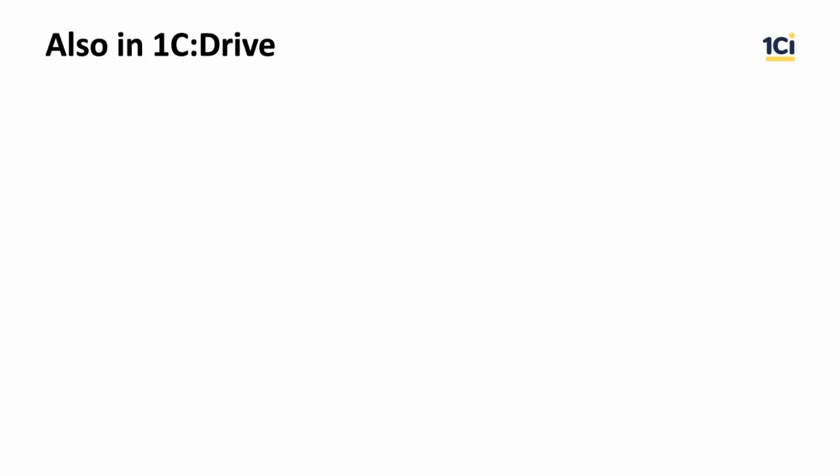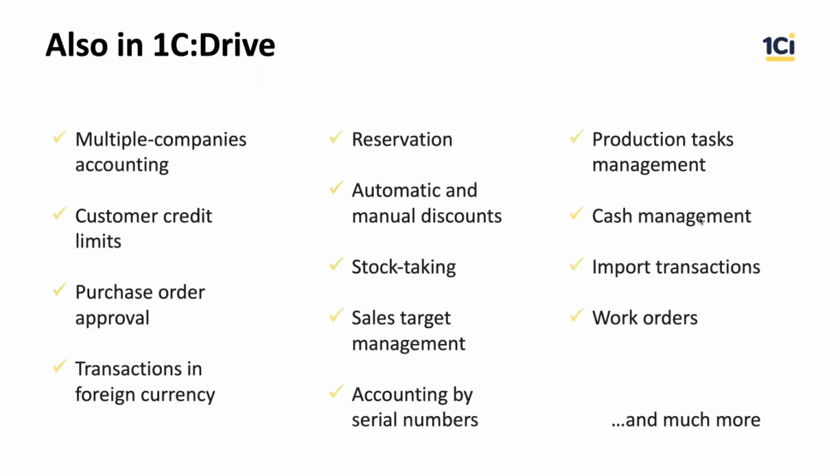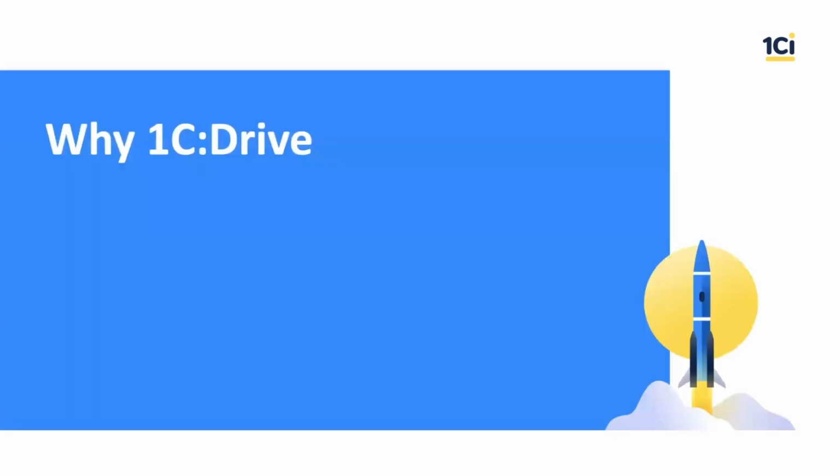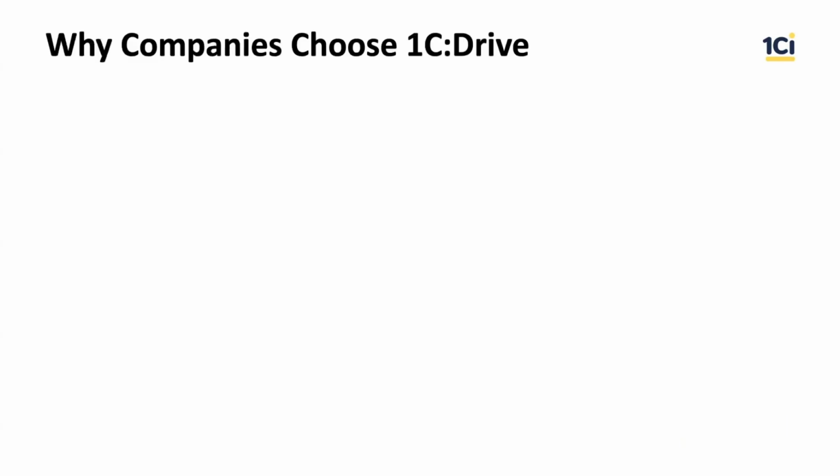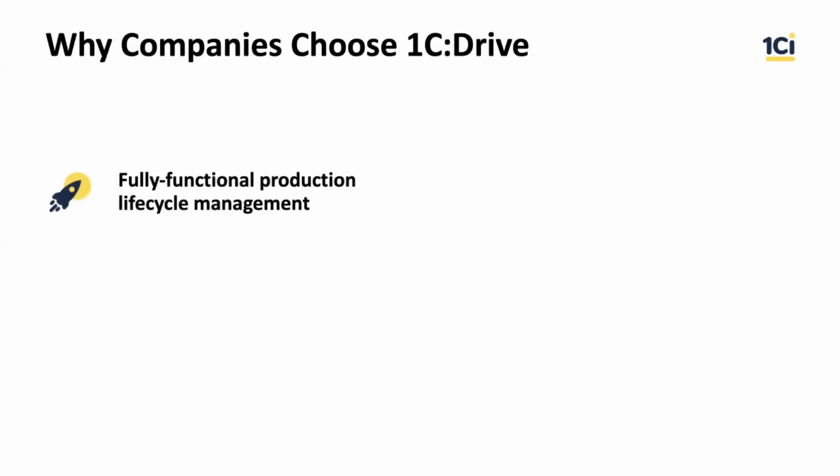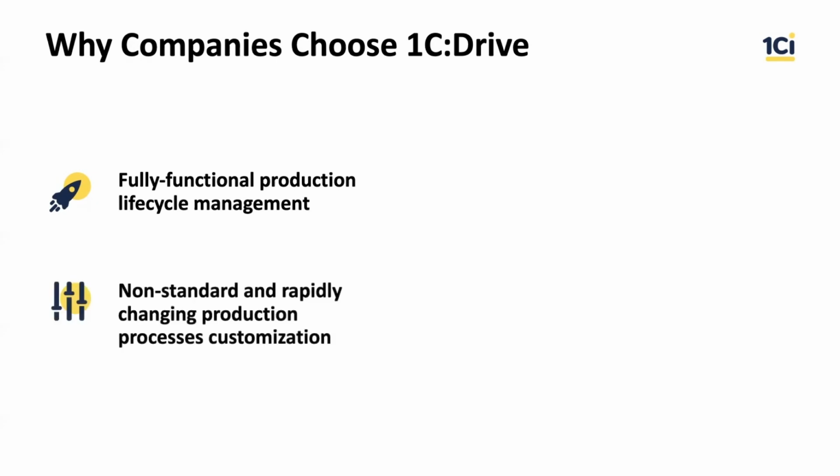So that's it. When Best Textile expands their business and introduces new processes, OneSeaDrive has many tools to assist them in their growth and development. But why are growing companies like Best Textile choosing OneSeaDrive? First of all, because of the fully functional management of the production life cycle we've just seen. OneSeaDrive provides it all in an all-in-one solution.